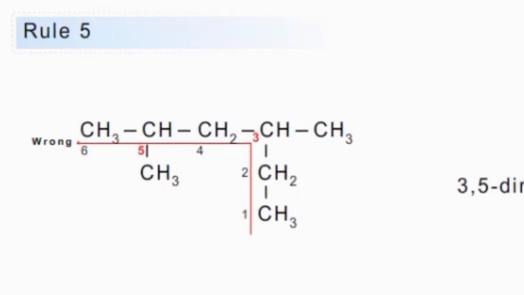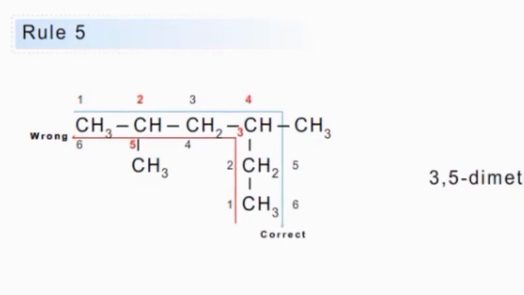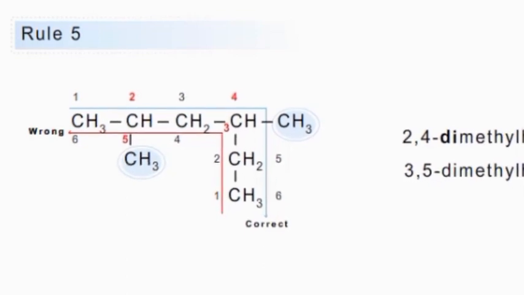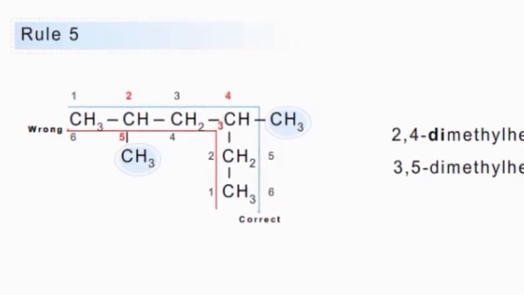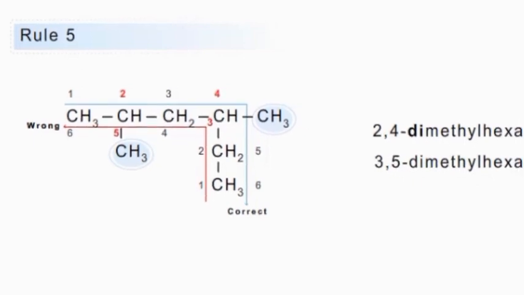See here, this is one way. Its name will be 3,5-dimethylhexane, but it is wrong. Let's see what is the right one. 2,4-dimethylhexane is the correct one. See the locants actually. If you take the first one, it is 3 plus 5, so it is 8. If you take the second method, that is 2,4-dimethylhexane, 2 plus 4 is equal to 6. So this is just the elaboration of rule number 4.